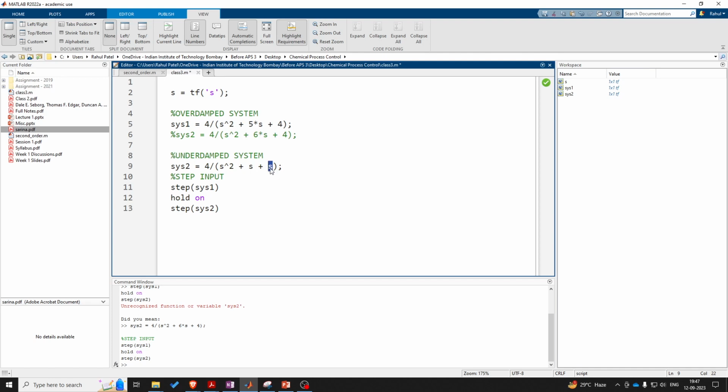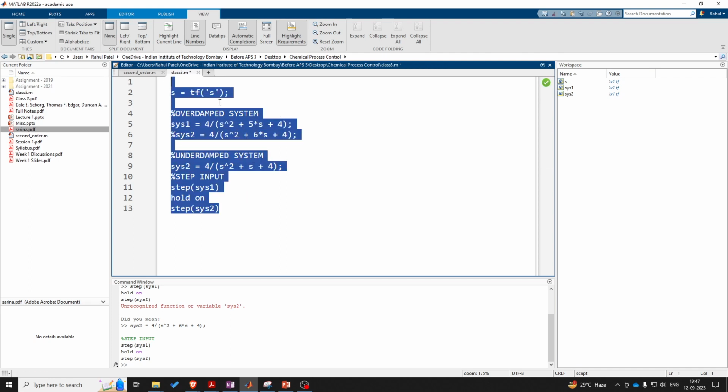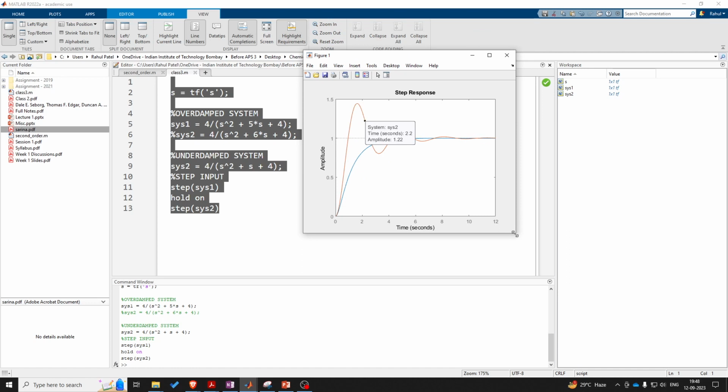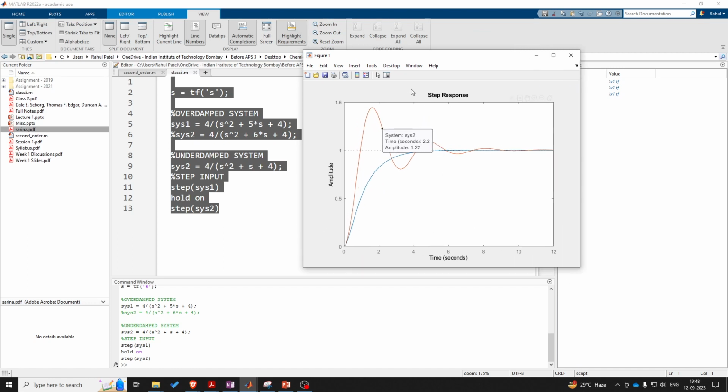So as we studied, the underdamped system will be oscillatory. So let's just check whether we are getting that or not. So yes, this orange graph over here corresponds to this sys2, that is our underdamped system. So over here we can see that oscillations are present in case of this underdamped system, whereas in case of the overdamped system it is simply straightforward.